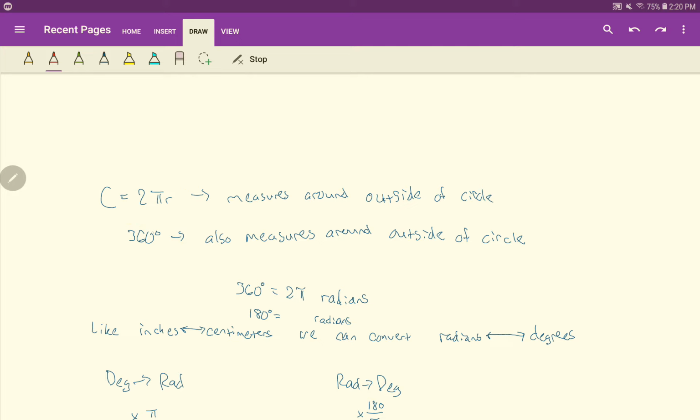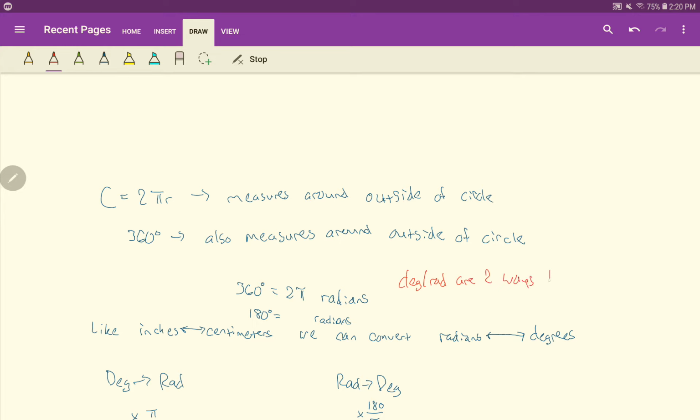So if we set this 360, which kind of measures around the outside of the circle, equal to that 2 times pi times the radius, we end up with this little equation here. And in fact, that is our equivalence between a measure in degree and a measure in radian. So that idea, the radius here becomes the word radian, and that allows us to speak generally about a circle with any size radius. So degrees and radians are 2 different ways to measure an angle.